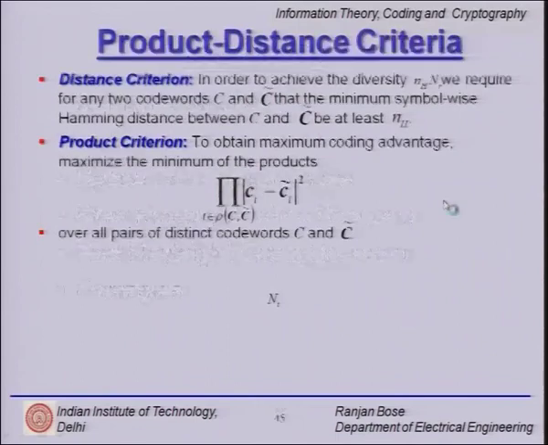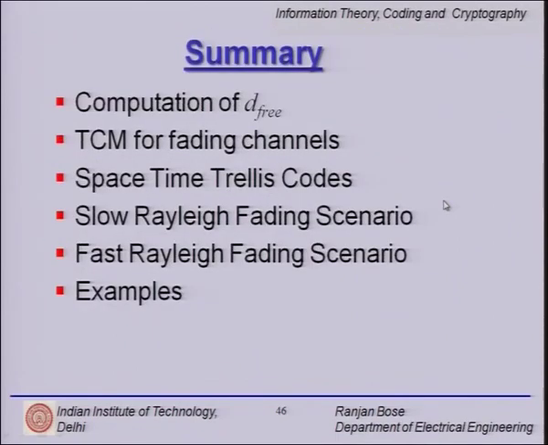With that, we come to the end. Let us summarize. We have looked at how to compute D free, then we went to study TCM for fading channels, then logically we went into space time trellis codes and looked at two scenarios, slow and fast Rayleigh fading channels, and we looked at a couple of examples. With that, we come to the end of this lecture.